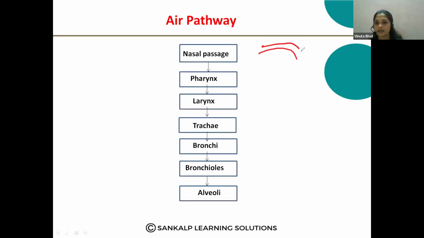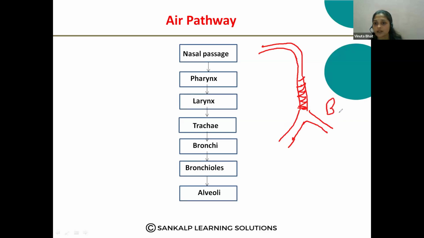Then it enters into the pharynx and the larynx region. Okay, so just nasal passage, pharynx region and the larynx. Then this is the trachea. This is nothing but a trachea, which is covered by cartilaginous rings. This trachea becomes two branches like this. So that is called a bronchi.